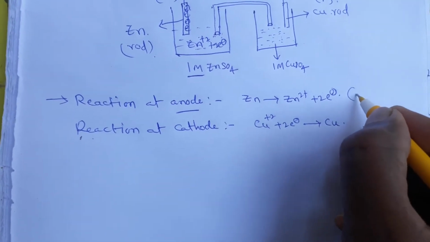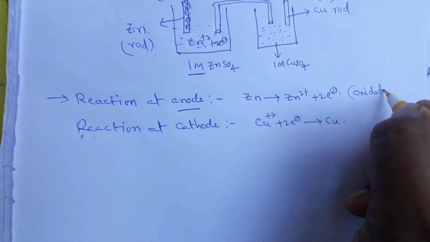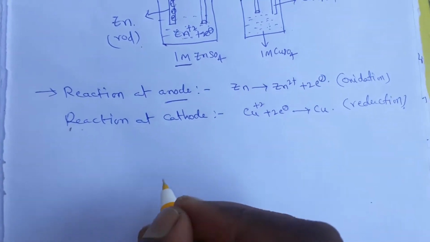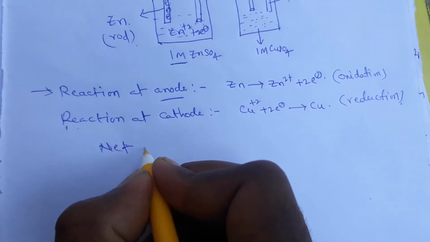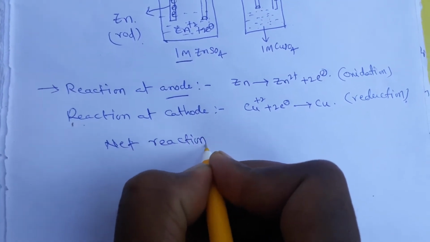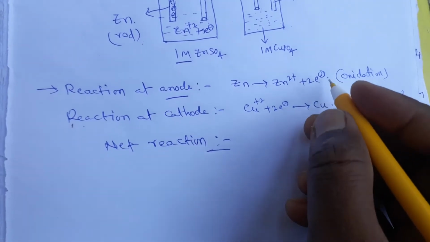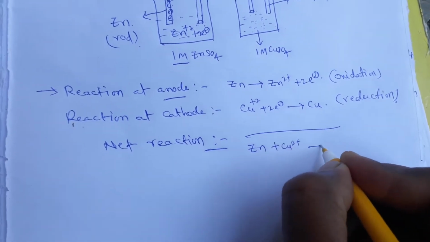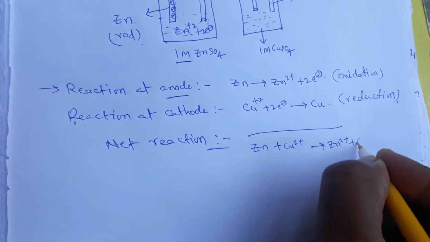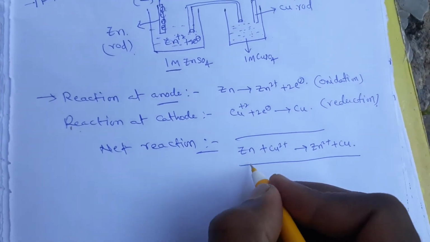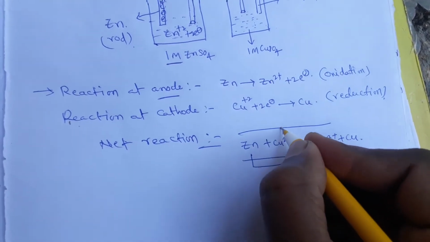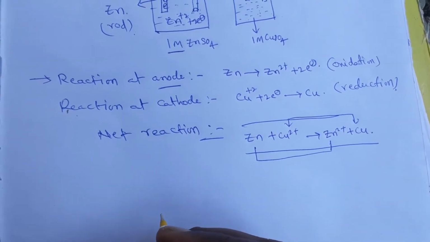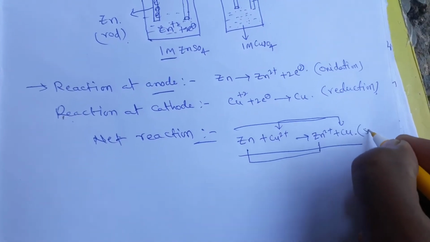So this we call oxidation, and here it is reduction. If you see the net reaction, the 2 electrons will get cancelled. So zinc plus copper 2+ gives rise to zinc 2+ plus copper. This is the oxidation and this is the reduction. This is the spontaneous reaction.